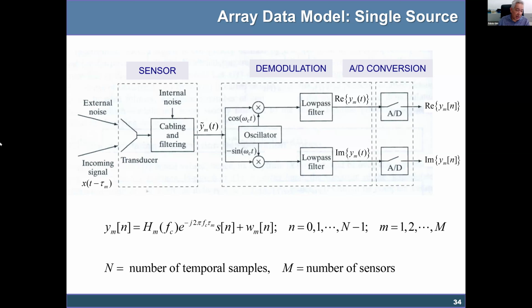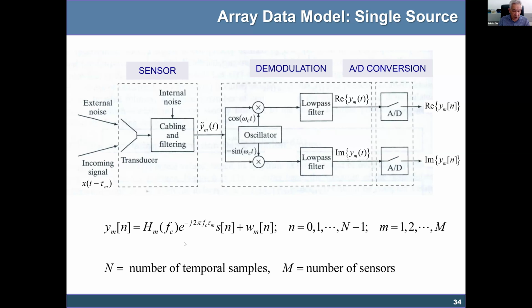So the complex envelope represents two real signals that are obtained in the in-phase superior branch and the quadrature inferior branch. And this is the expression.